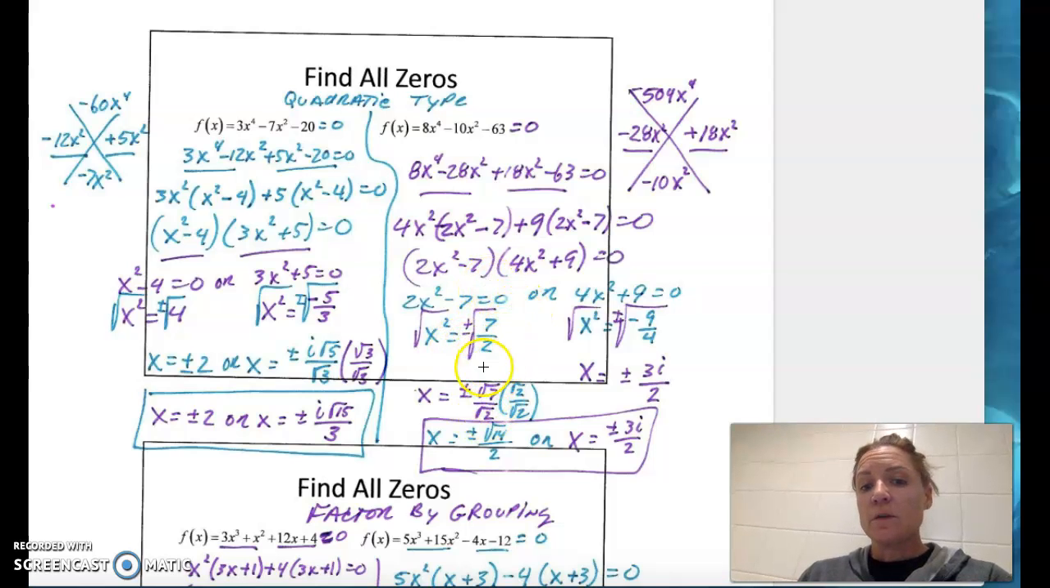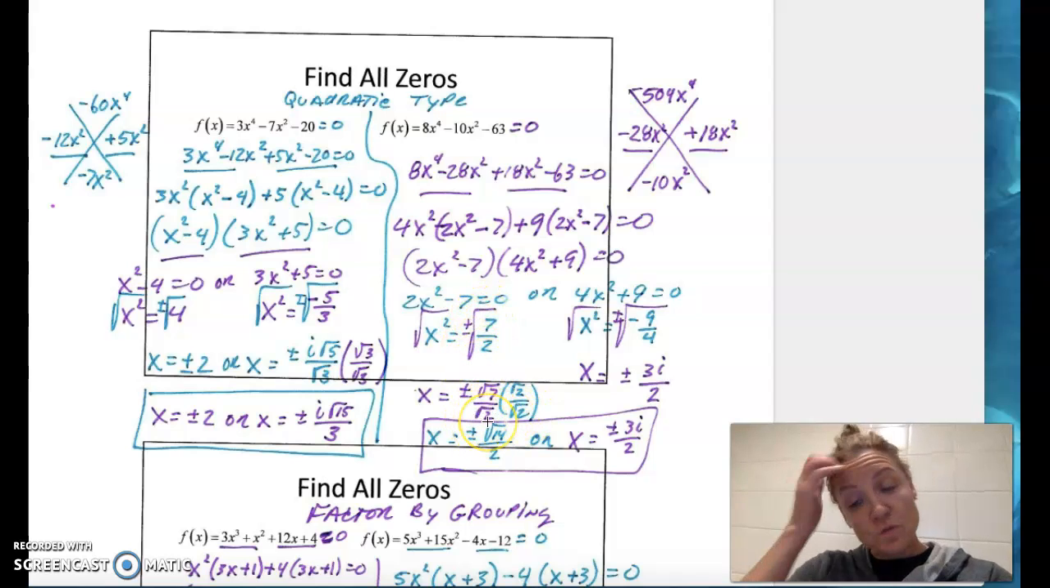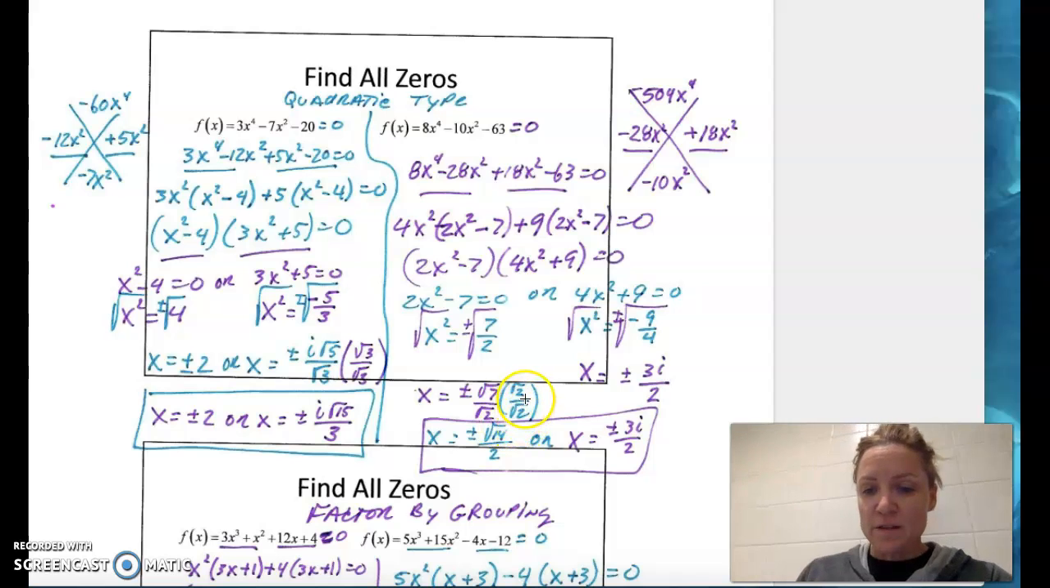And then can't reduce it, but we can get rid of that square root in the denominator. So we multiply by the square root of 2 over the square root of 2, which gets us 2 in the denominator and square root of 14 in the numerator. That one's plus minus. No i that time.